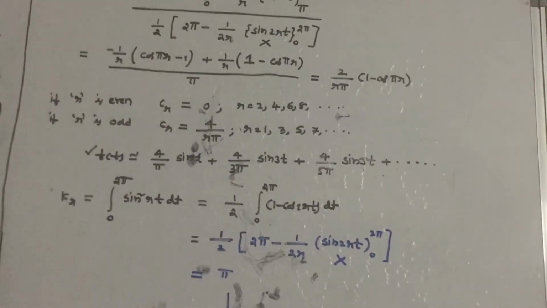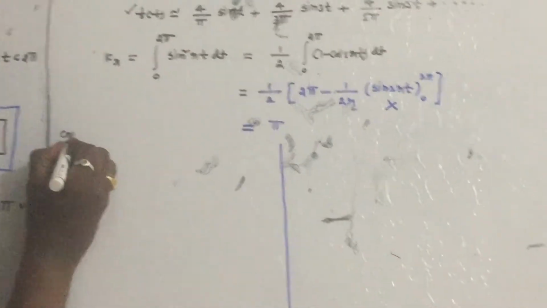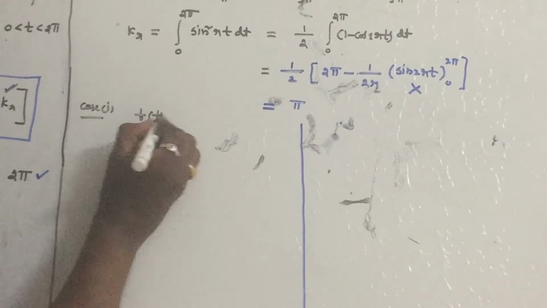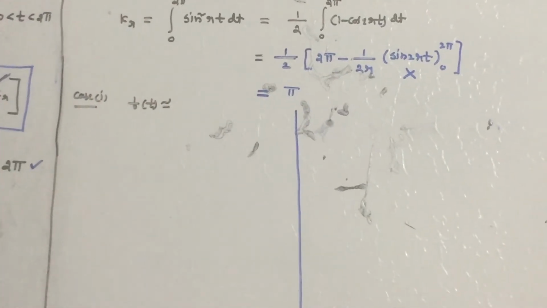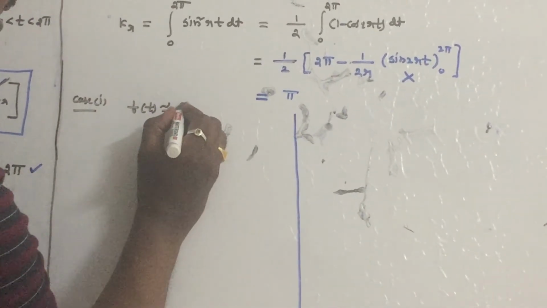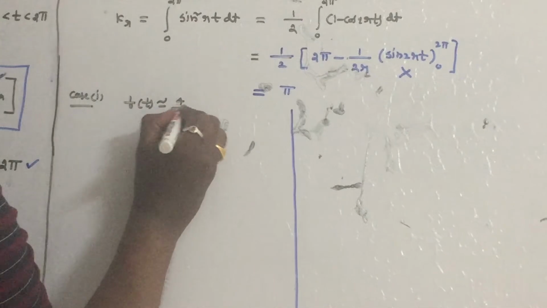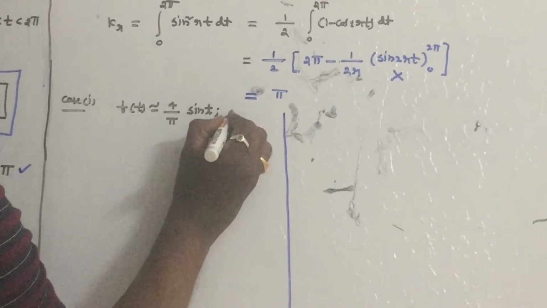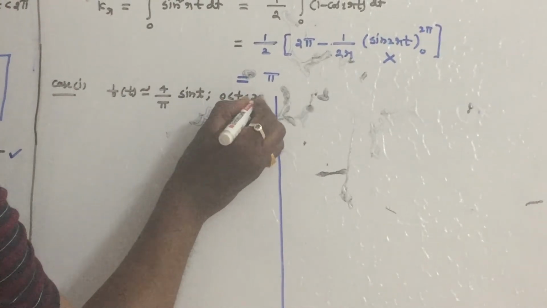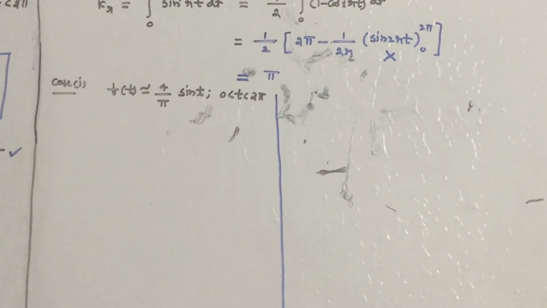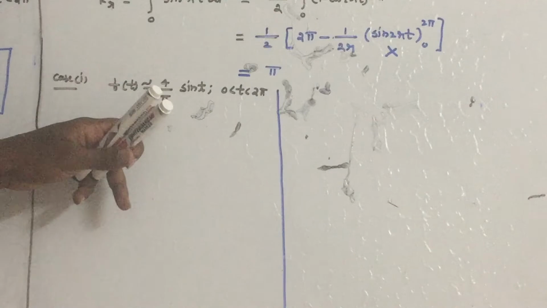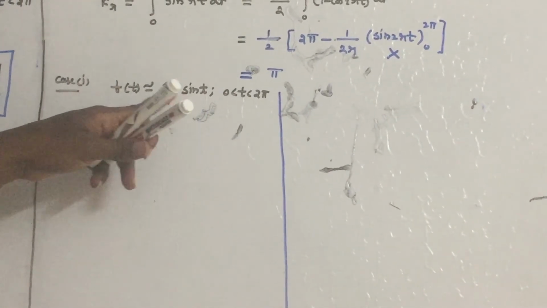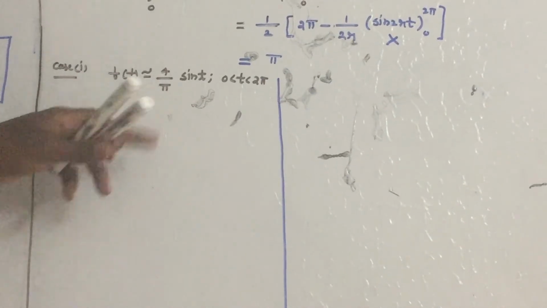Okay, now, so first let us take case 1. Case 1 means f of t is approximated with only one function, that is 4 by pi sine t in the interval 0 to 2 pi. So what happens? We will see. We are approximating f of t with only one orthogonal function. The coefficient of this orthogonal function is 4 by pi.